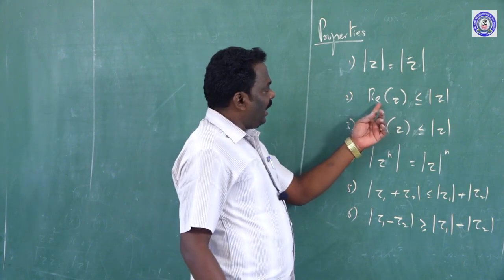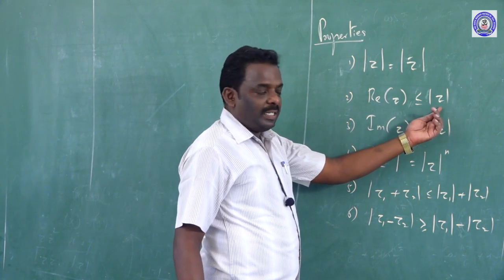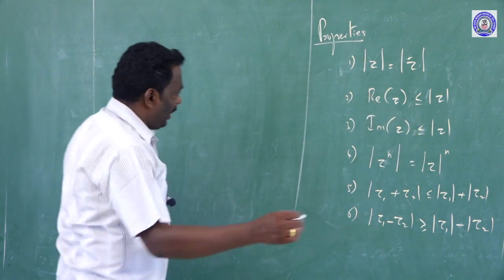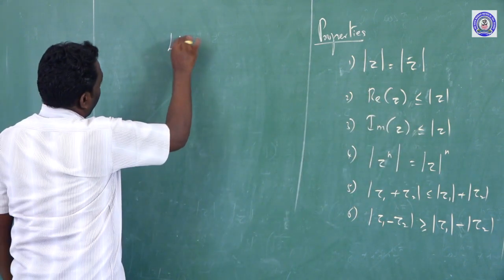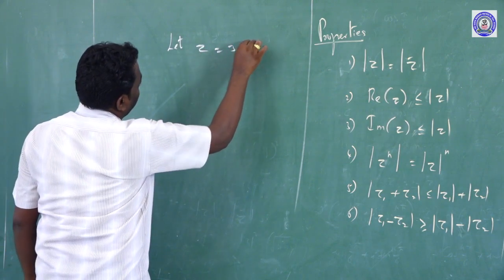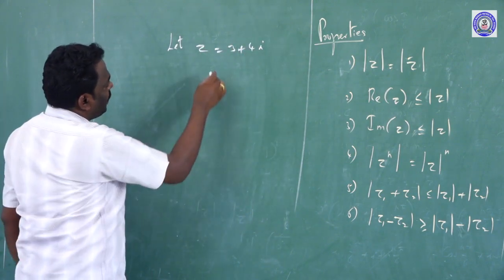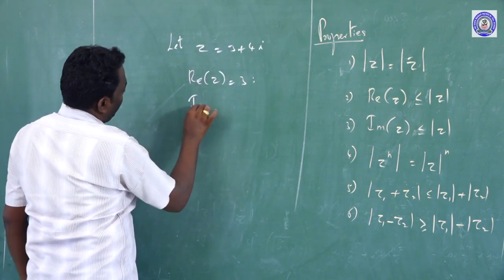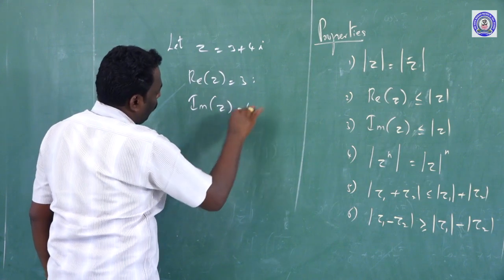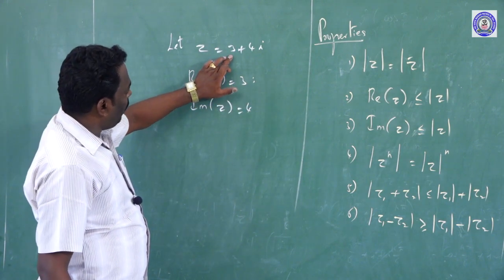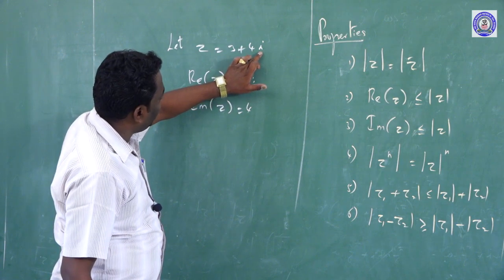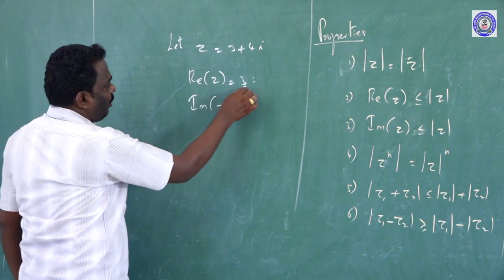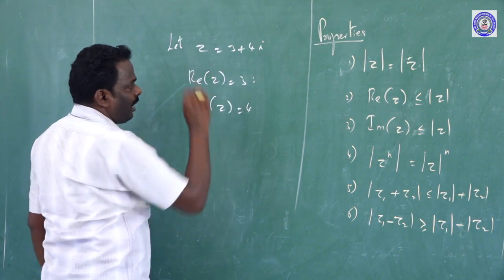Okay, moving to the next properties, number 2 and 3. Real of z is less than or equal to modulus of z, and imaginary of z is less than or equal to modulus of z. Let us take an example. z equal to 3 plus 4i. Here the real of z is 3, and the imaginary of z is 4, the coefficient of i. So real of z equals 3, imaginary of z equals 4 in the given complex number.